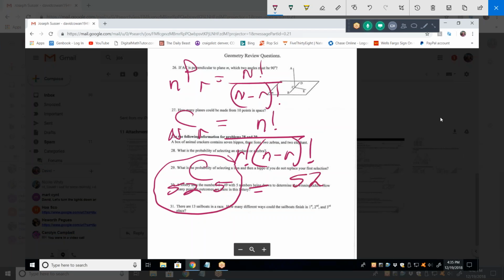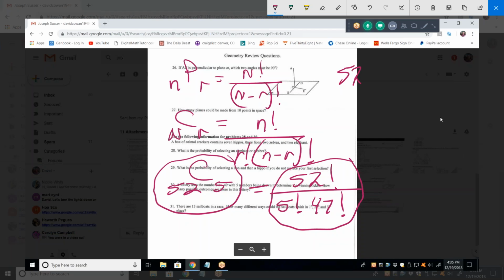52 factorial over 5 factorial times, what's 52 minus 5? 47. 47 factorial. Now, you'll notice that this is going to be, by definition, a smaller number of things than 52 pick 5 would be, because 52 pick 5 wouldn't be divided by this extra 5 factorial. So this is going to be a much smaller number. But even still, we're going to do it the same way. We're going to cancel from 47 factorial down in the numerator.